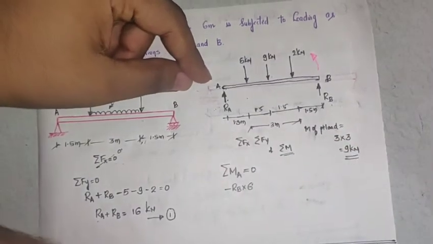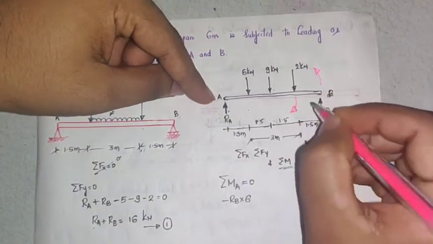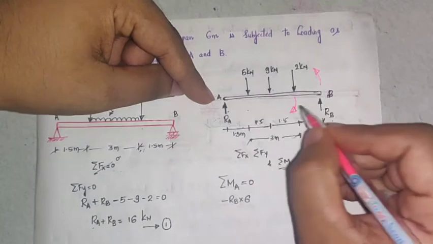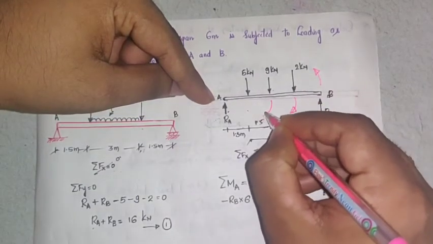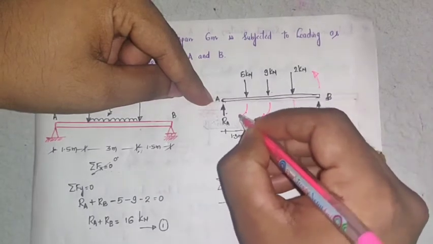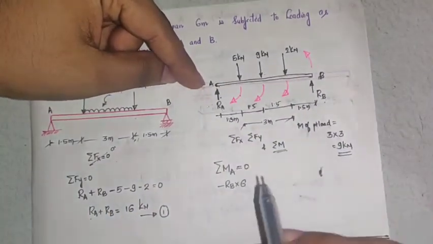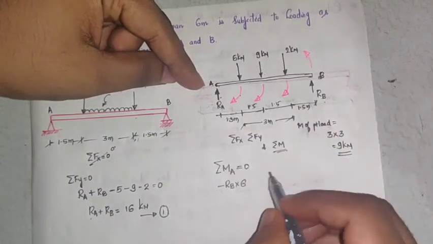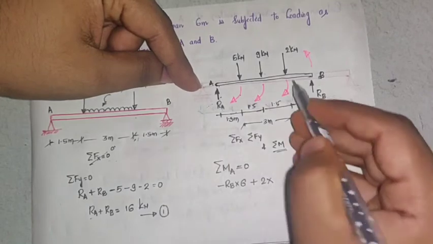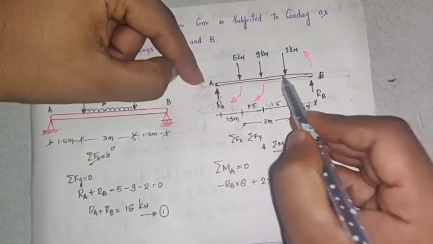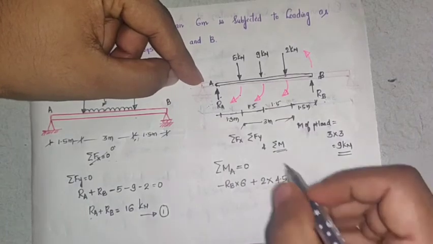Then how will 2 kilonewton rotate about A? First we'll see the rotations. So 2 kilonewton will rotate clockwise. 9 will also rotate clockwise. 5 will also rotate clockwise. Means all these three forces will be making positive rotations. Then plus, because it is rotating clockwise, 2 into, what is the perpendicular distance? From here to here, what is the distance? 1.5, 1.5, 1.5. So it is 4.5.